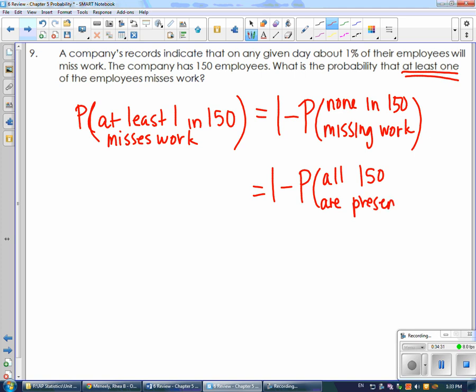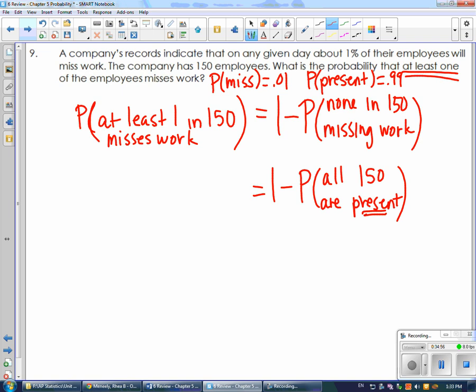Okay, let's also take a look at what we're given. We know that on any given day, about 1% of the employees will miss work. So the probability of missing work is 1%. That means that the probability of not missing work, or being present, is going to be 0.99.